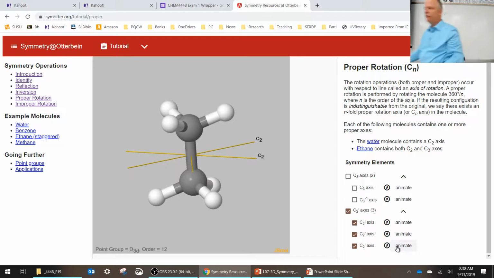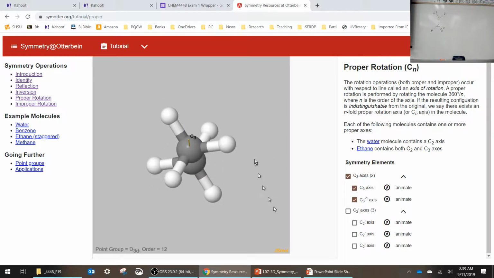How is it that I have two C3s? Let me turn that one on again. That's because if I go counterclockwise, this hydrogen goes over there. But if I go clockwise, it goes over to a different position. So there really are two different motions with the C3 because you're exchanging different labels on the atoms. You're moving them to different positions. Okay.